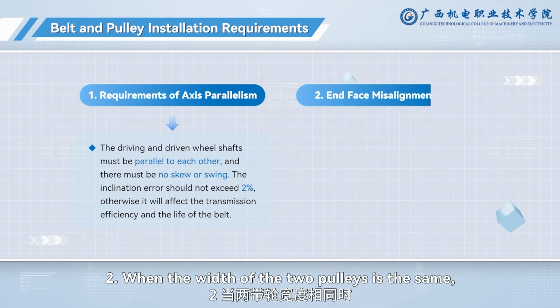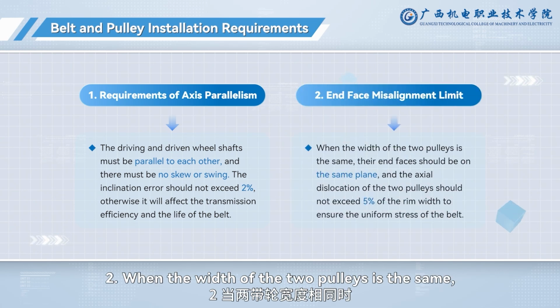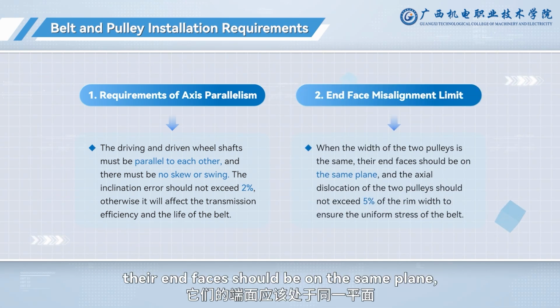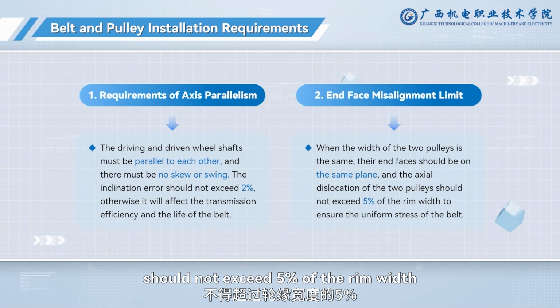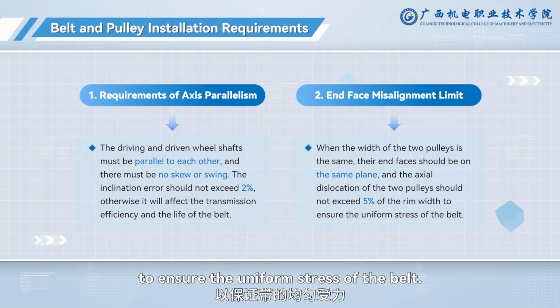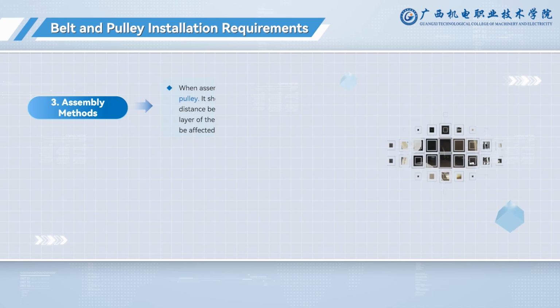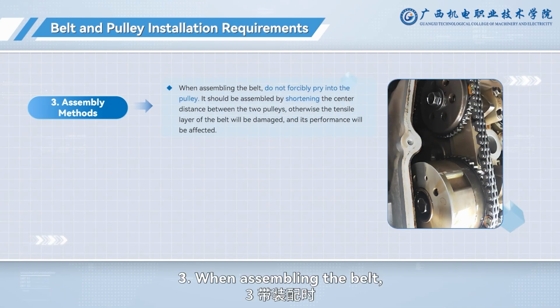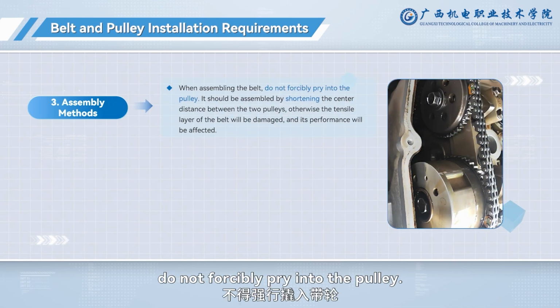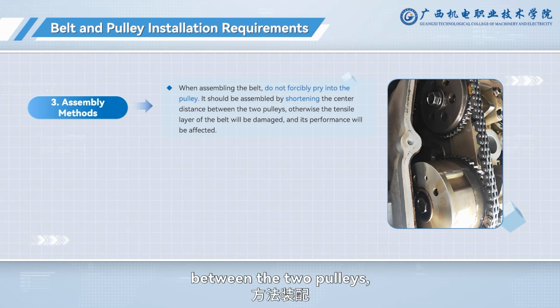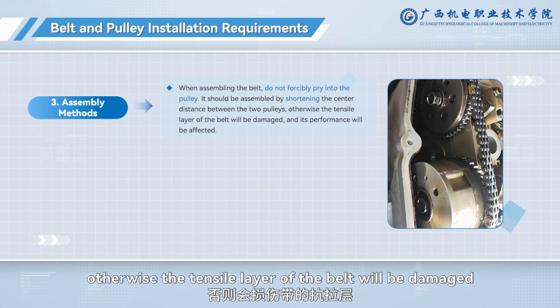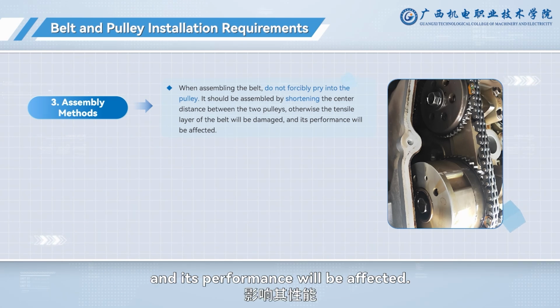2. When the width of the two pulleys is the same, their end faces should be on the same plane, and the axial dislocation of the two pulleys should not exceed 5% of the rim width to ensure the uniform stress of the belt. 3. When assembling the belt, do not forcibly pry into the pulley. It should be assembled by shortening the center distance between the two pulleys, otherwise the tensile layer of the belt will be damaged, and its performance will be affected.